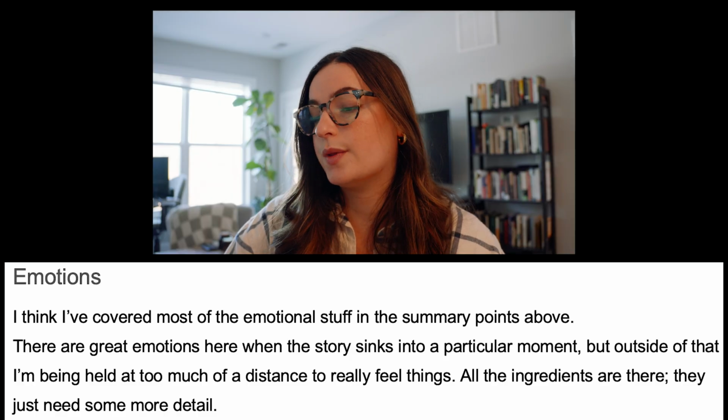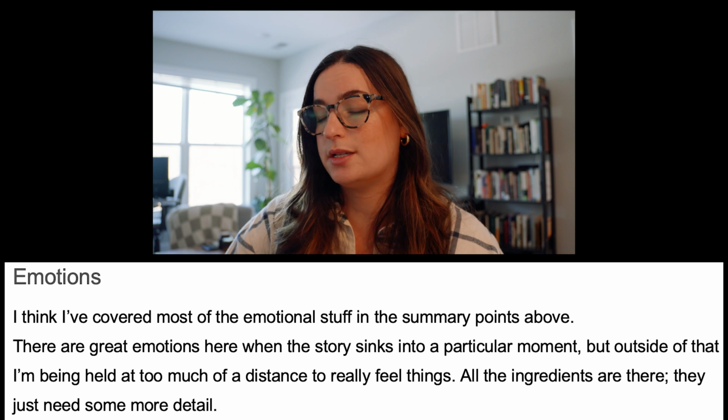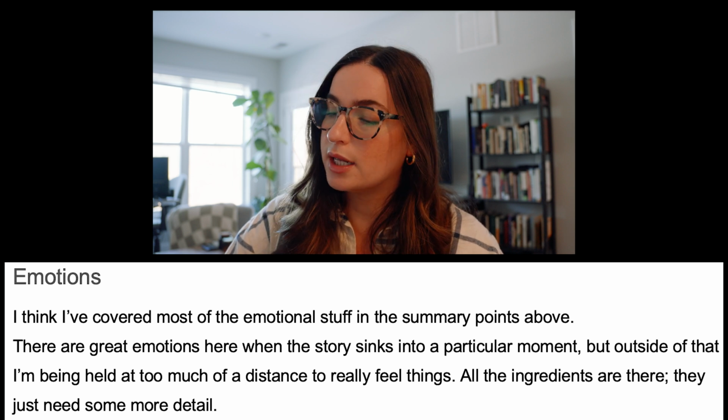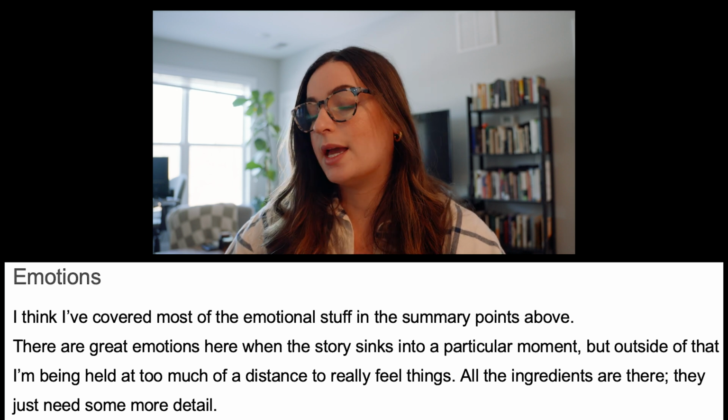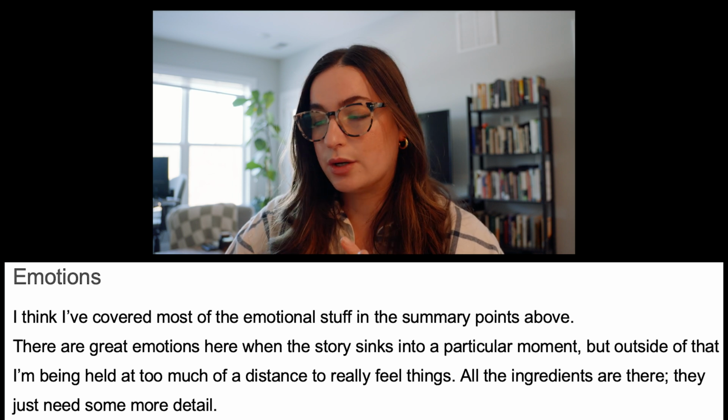Emotions. There are great emotions when the story sinks into our particular moment, but outside of that, I'm being held at too much of a distance to really feel things. All the ingredients are there, they just need some more detail. And then Tom continues to say, when the story fully leans into specificity, there are some really great descriptions. Tom pulled out specific sections to show me examples of what he meant.